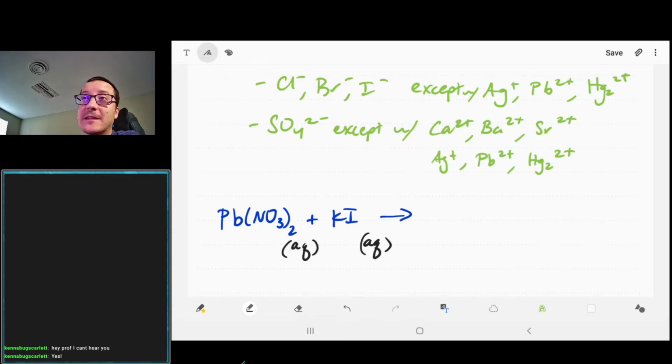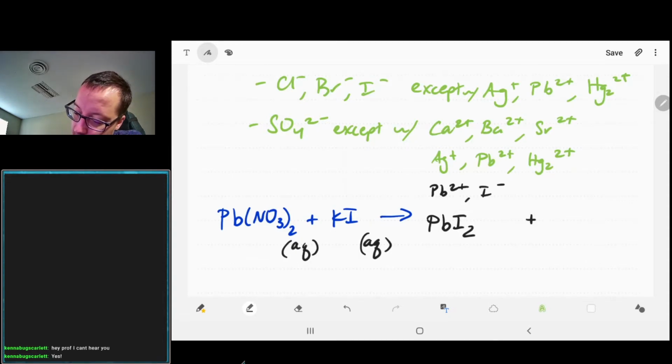Hopefully here we can see that this is going to be a double displacement reaction, right? We have two ionic compounds. We have the lead-2 ion and the iodide ion, so we are going to get PbI2. And the other combination will just be KNO3.